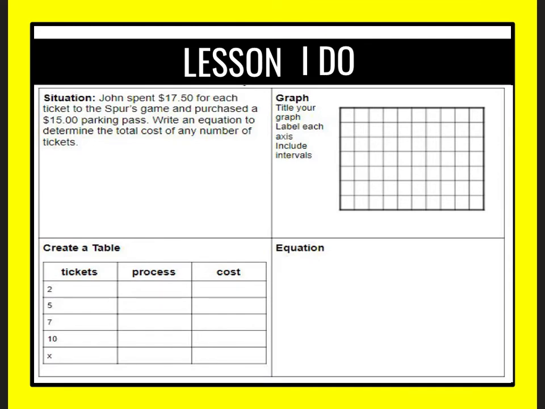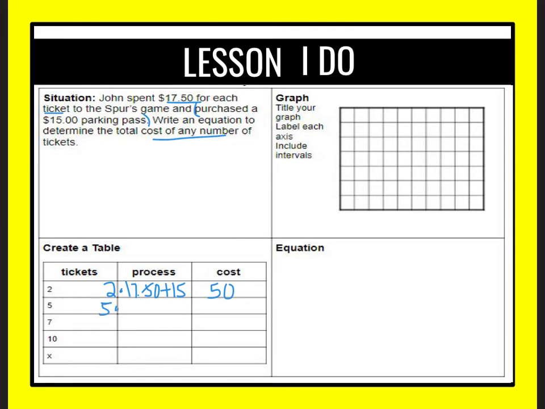Here I know in situation B that John spent, they've already told me he spent $17.50 for each ticket. All right, great. That's what we spent in situation A. But they also had to purchase a $15 parking pass. Interesting. Okay. Write an equation to determine the total cost of the number of tickets. So, again, 2 tickets are going to cost me $17.50 each. But I need to pay for parking, which is a pretty normal situation when you go to the AT&T Center. And I know that's going to cost me $15.